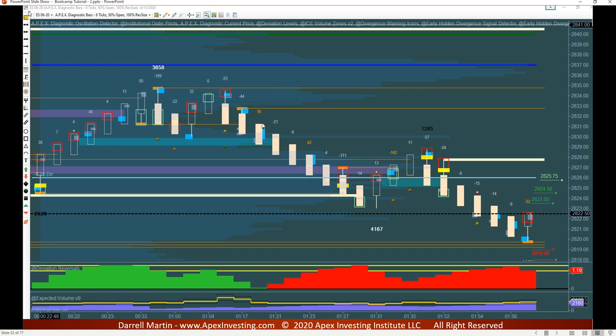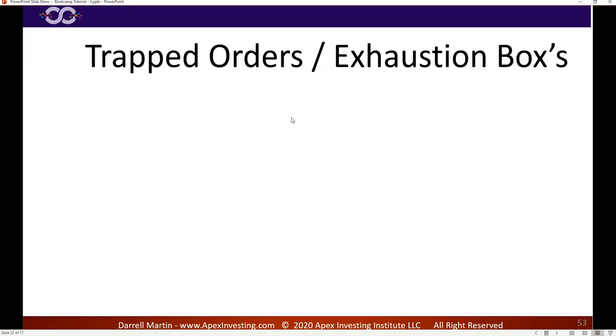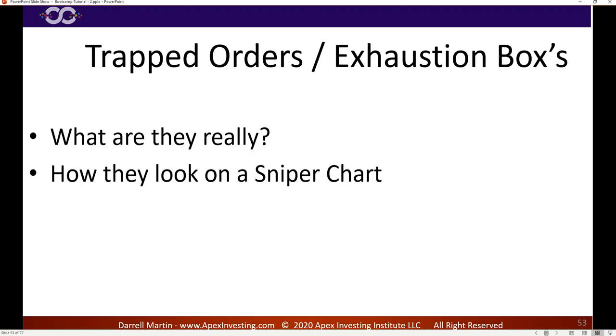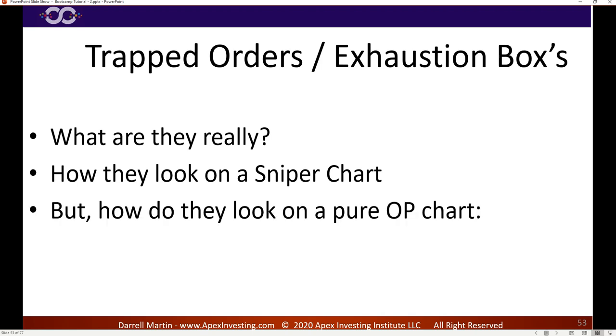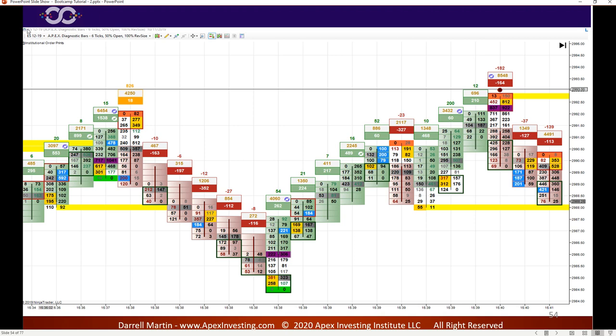What are they? What really are trapped orders and what really are exhaustion boxes? You know how they look on your sniper chart. We just looked at that, right? But how do they look on a pure OP chart? Remember we've talked about this chart before, right? It's just purely the numbers and then the algorithm interpreting it.